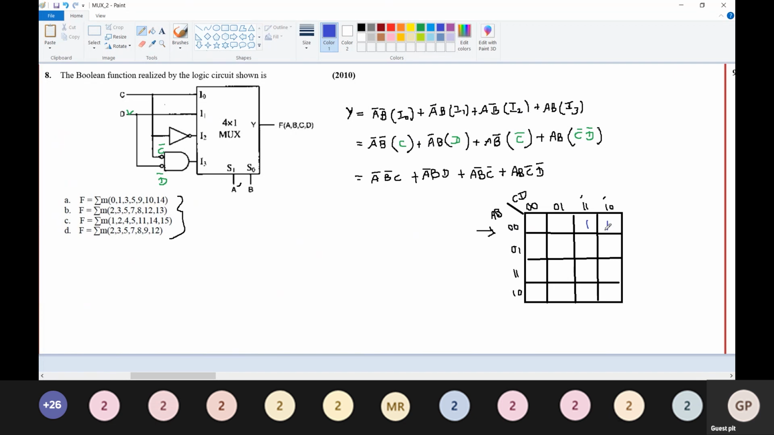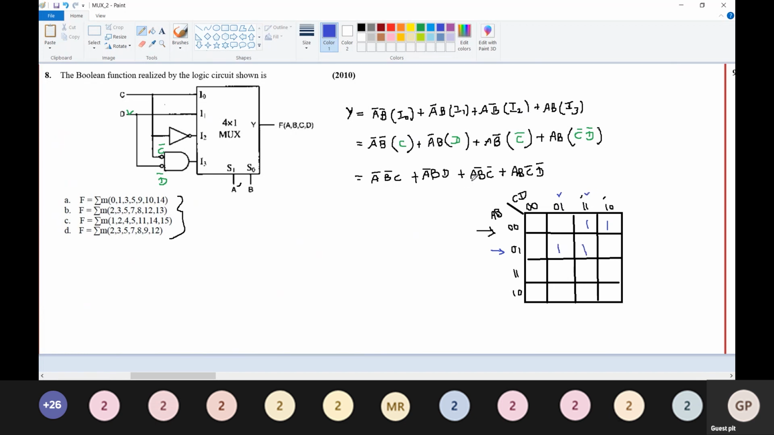Okay. The first row and the C means the first variable should be 1. So 1, 1. Next, A dash B D. A dash B is this one. D is the second variable, these two. So here we have two ones here.